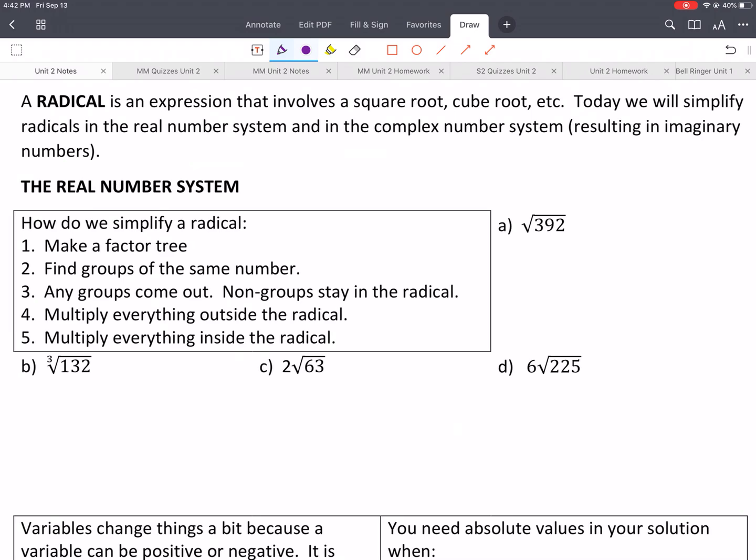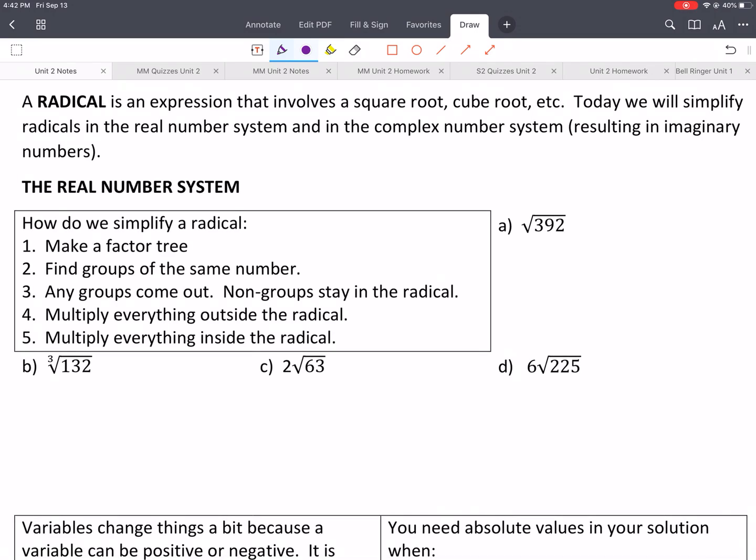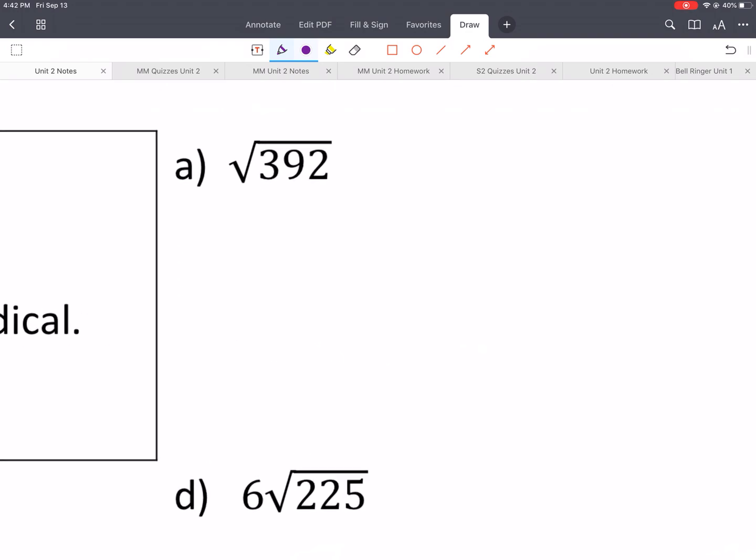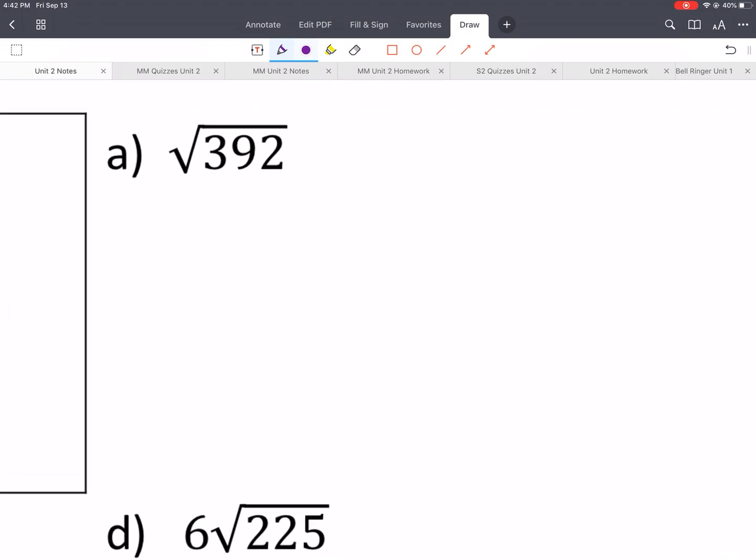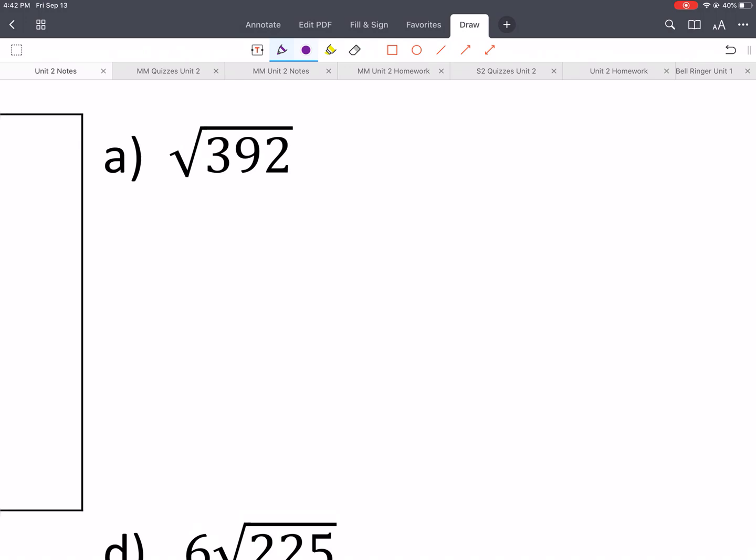So there's this list of our steps to simplify radicals. You can refer to that when you do your homework and your notes, okay? So the first thing we do is we'll do a factor tree. For each step of the factor tree, we want to find two things that multiply to give us the original number. One way to do that is just to divide.